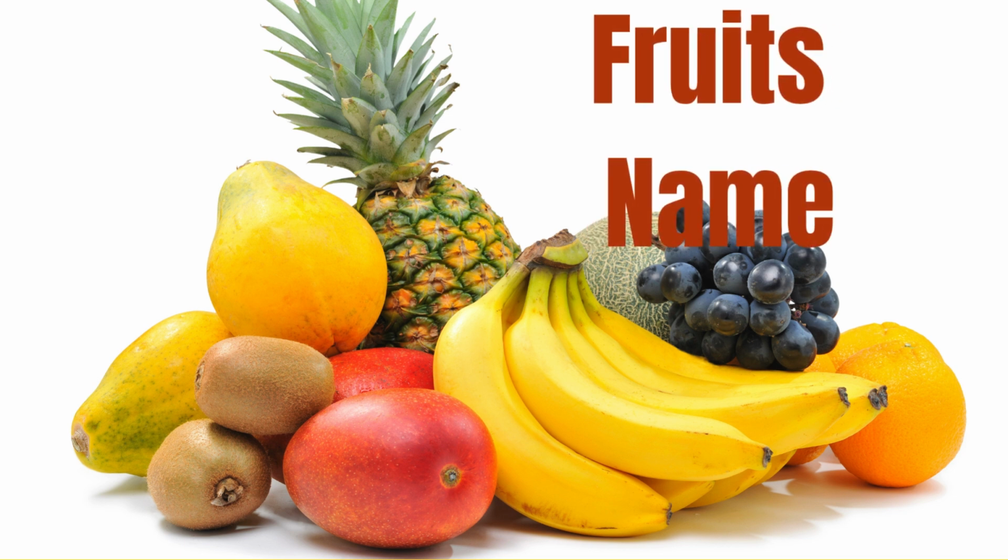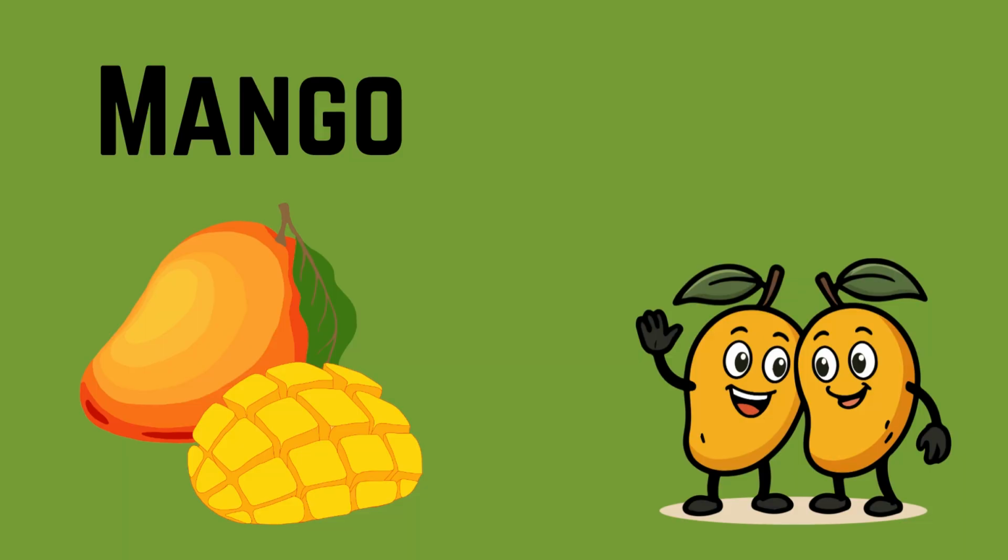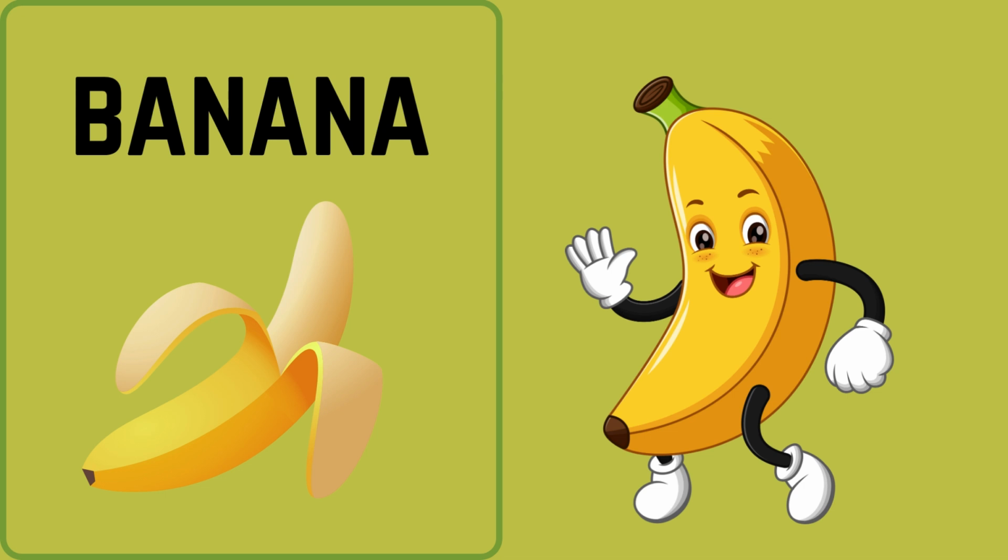Now next is fruits name. So yummy and healthy fruits name. Mango. Mango color is yellow. Banana. You know banana color? Yes, I know. Banana color is yellow.